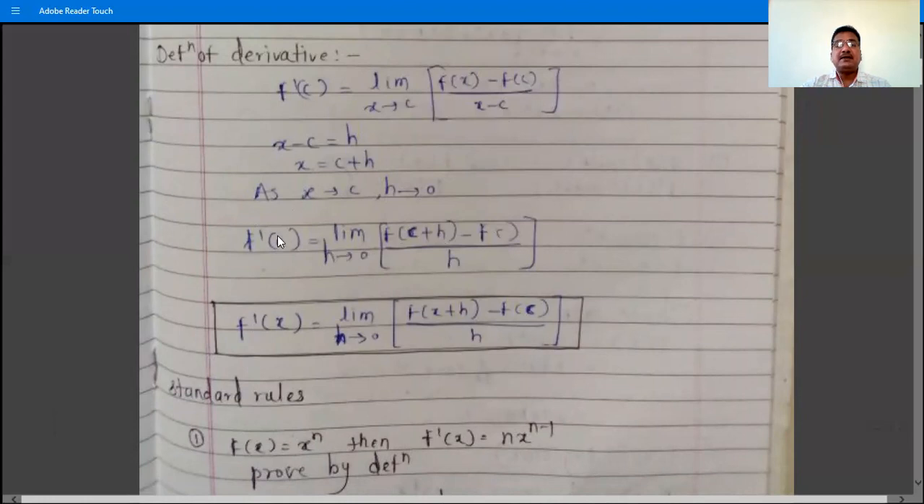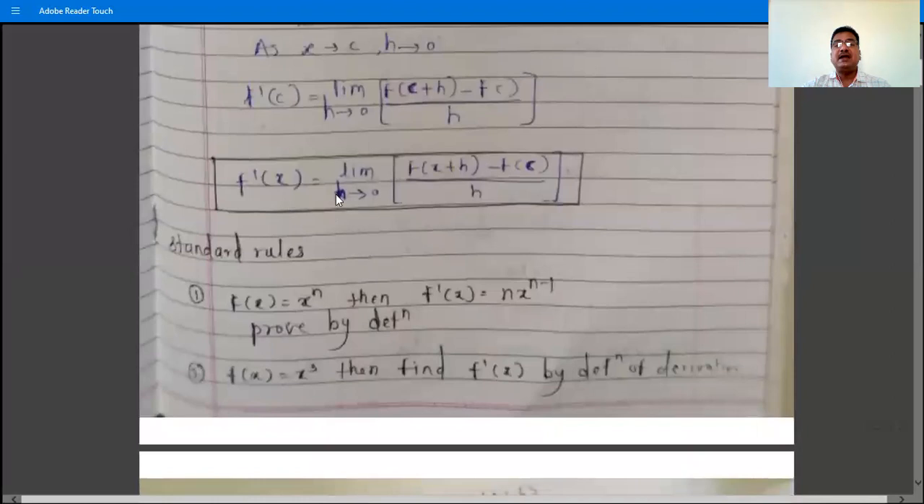Or if you replace c by x, then what do we have? f dash x is what? Limit h tends to 0, f of x plus h minus f of x, divided by h. So this is another form of the definition of differentiability.